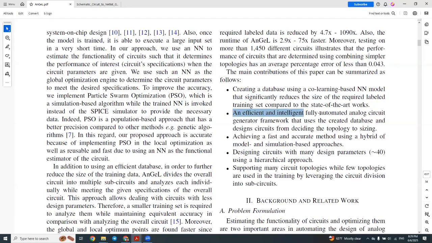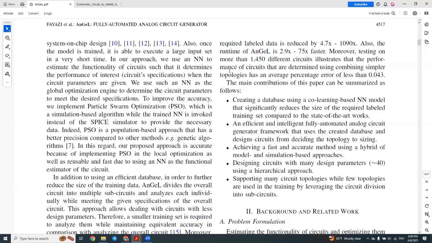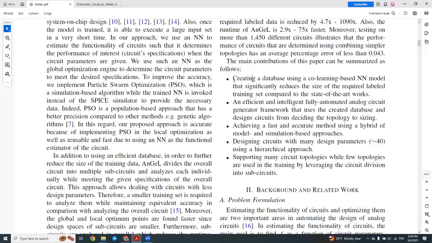Again, an efficient and intelligent, fully automated analog circuit generator, and so on and so forth. Achieving a fast and accurate model, designing circuits with many design parameters, supporting many circuit topologies while few of them are created. Even though we have already talked about our results section, it's good that sometimes, if we are able, we can again point out our results here. So this makes it completely clear and super transparent what we have done.